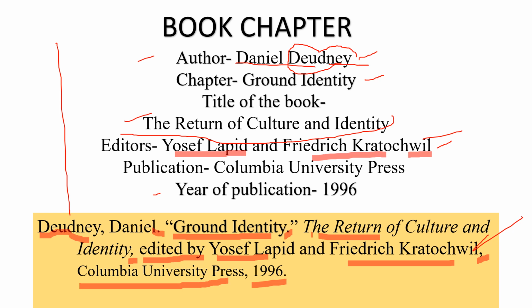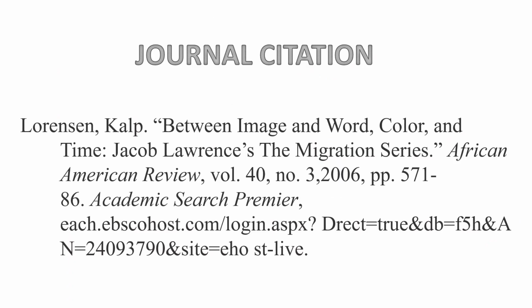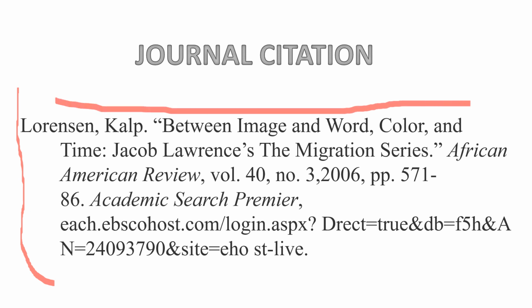Okay, let's move to the journal citation. So for the journal citation, there is no information provided, only the citation, and I will make you understand from this citation, from this endnote, how the information is incorporated. As you have already come to know, the first name here after the comma is Kalb, that means Kalb is the first name and Lawrenson is the surname. So the surname comes first, and the full name of this author is Kalb Lawrenson, then a full stop.